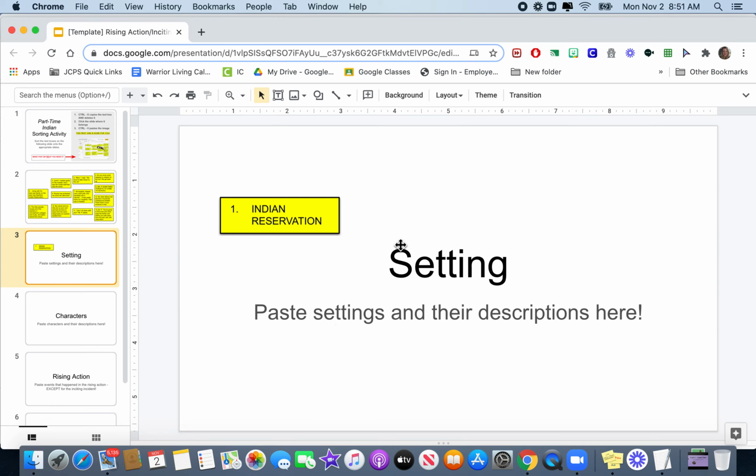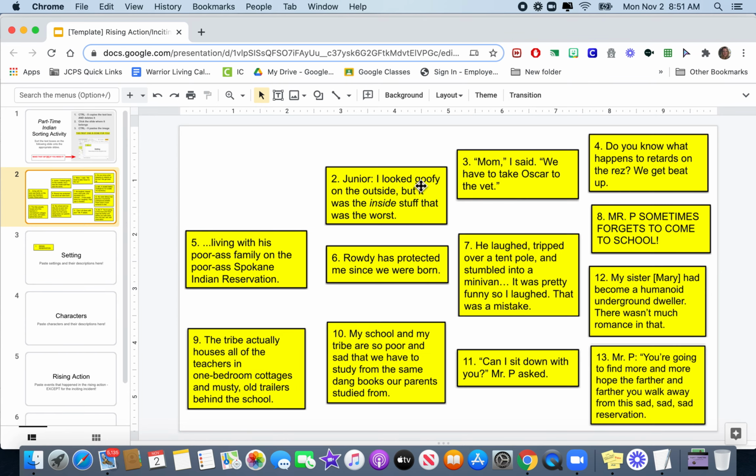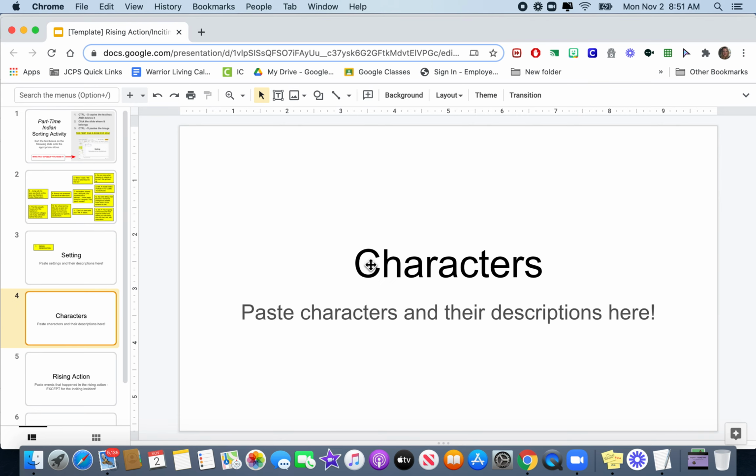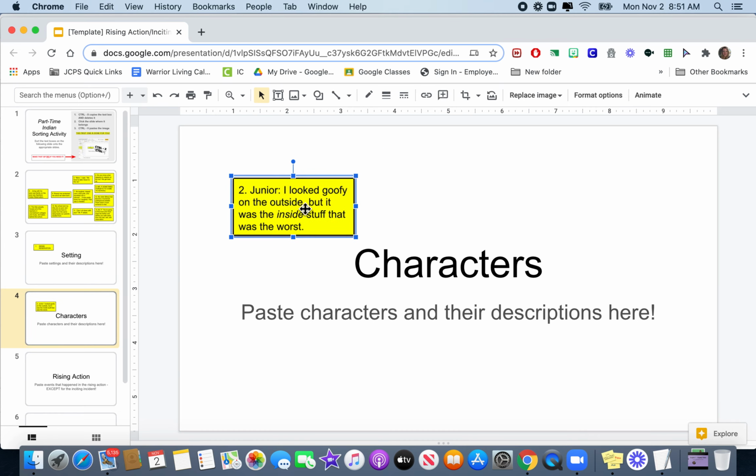The setting of Part-Time Indian is the Indian reservation. That's very simple. Don't overthink it. Number 2, we're going to look at "Junior looked goofy on the outside, but it was the inside stuff that was worse." We're going to do Control X, then go to Characters and do Control V, because Junior is providing a lot of description about what he looks like on the outside and his health issues. So this is where the descriptions of characters go.